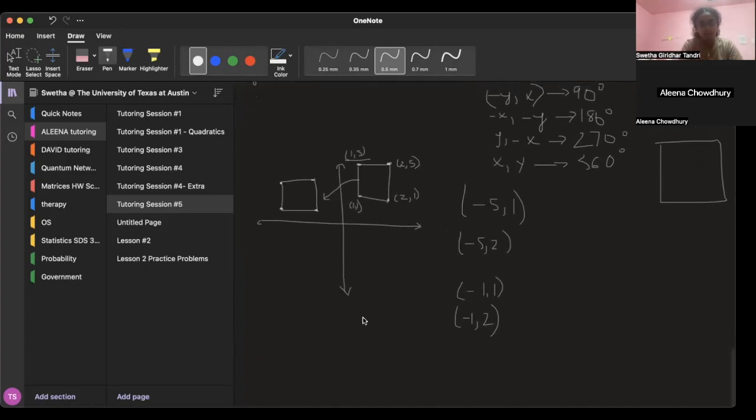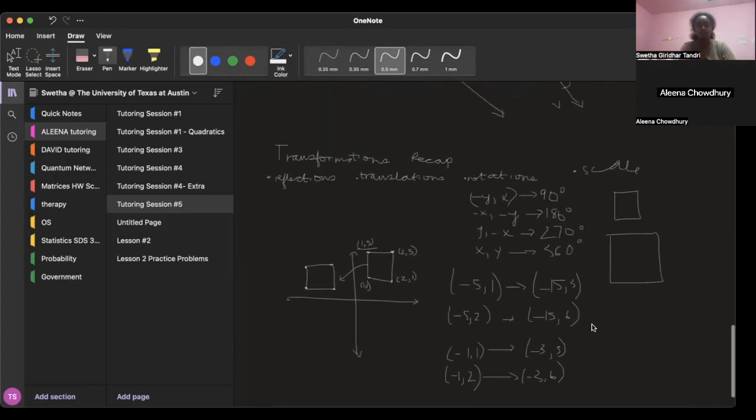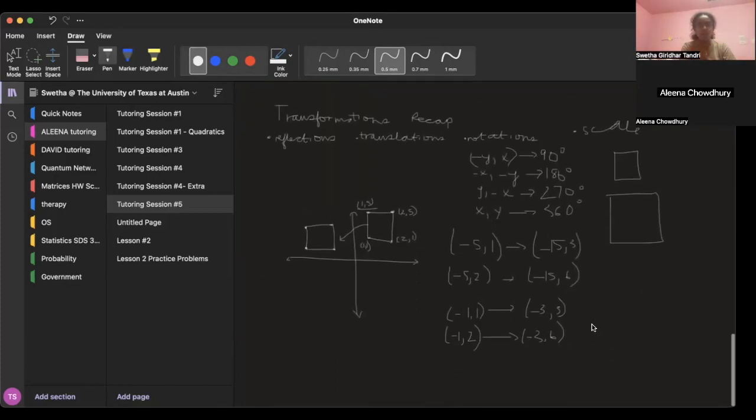Right. Okay. I guess if we scale it by like 3, this would be minus 15, 3, minus 15, 6. This would be minus 3, 3, and then negative 3 and 6, right? So that is a recap on transformations.